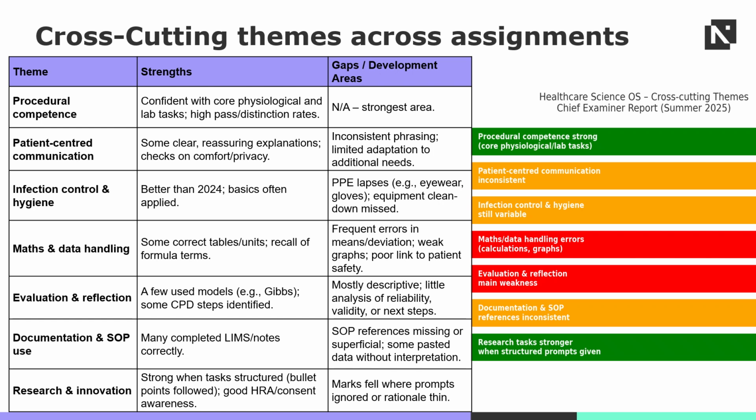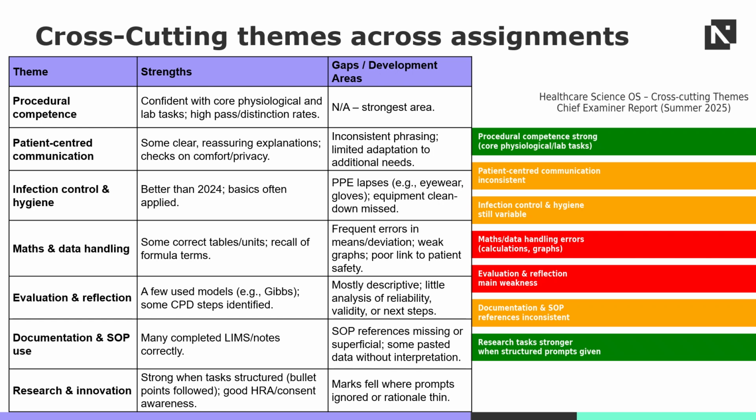First, the strengths. Procedural competence is a real positive, whether it's physiological measurements in assignment 1, urine and glucose tests in assignment 2, or laboratory processes like Gram stain and PCR in assignment 3. Learners were confident with the doing. Almost all met the minimum standard and many achieved distinction in the practical elements, so hands-on ability is not the problem. But we start to see ambers in areas when we look at communication and hygiene.